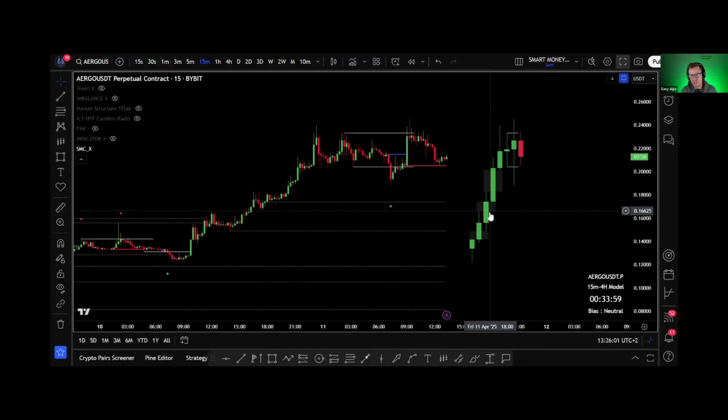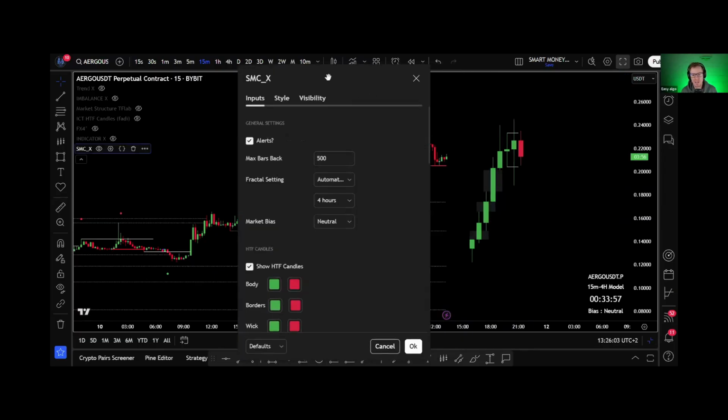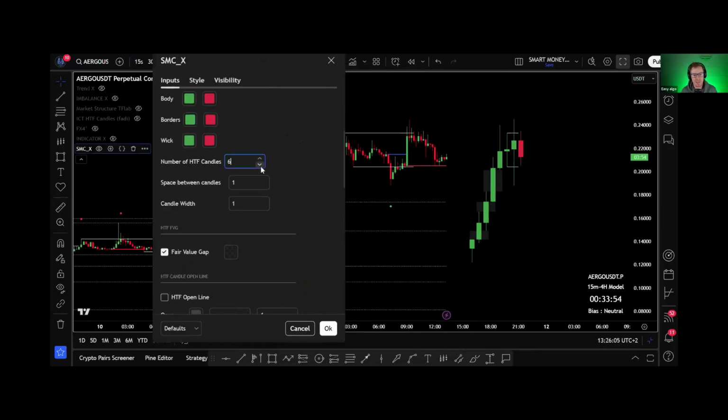It applies the logic to all of the candles. I've just found that 4 candles is good enough. But if you want to have more candles, you will develop your own method of trading with this strategy and with this indicator. If you want space between the candles, you can increase space between the candles. And if you want to increase the size of the candles, you can do that. So it's up to you.